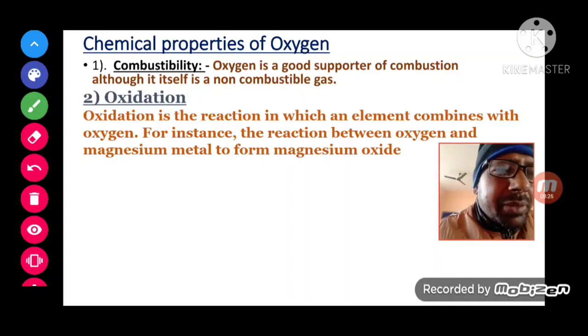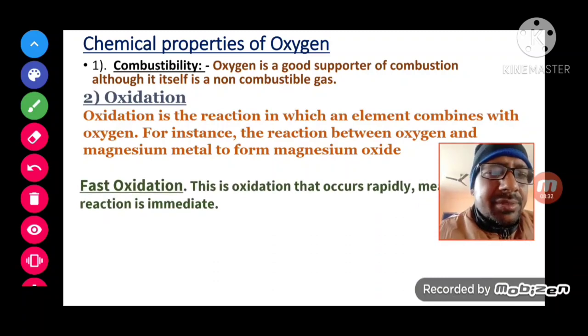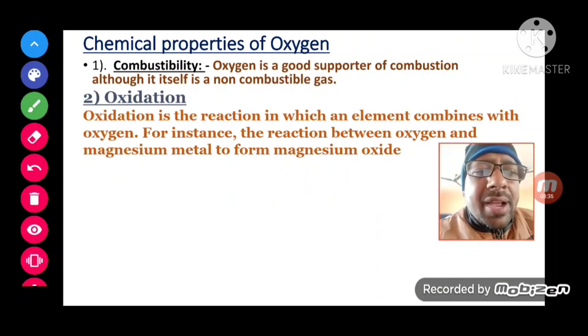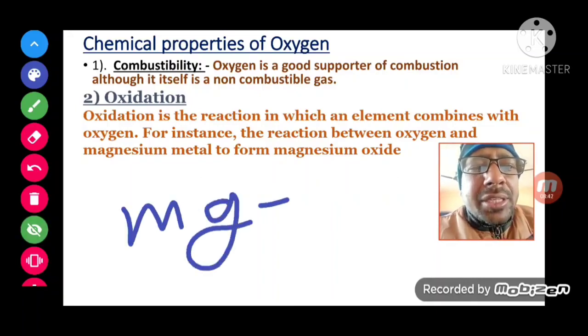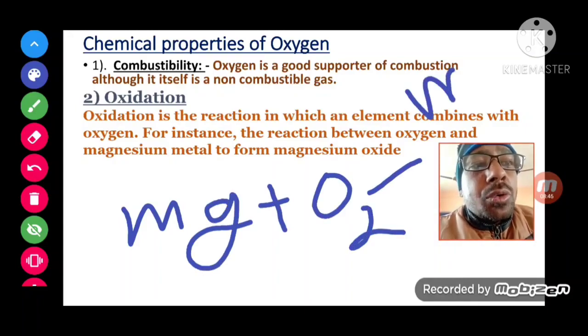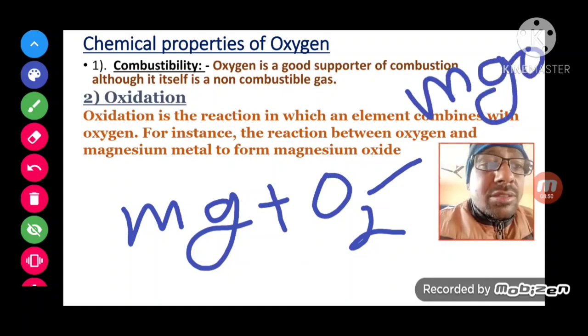The reaction between oxygen and magnesium metal to form magnesium oxide. Whenever these examples are given, what is the formula of magnesium? Mg. Mg reacts with O2, what does it form? MgO, and it will give dazzling light. I'll show you in the classroom how magnesium gets burned.